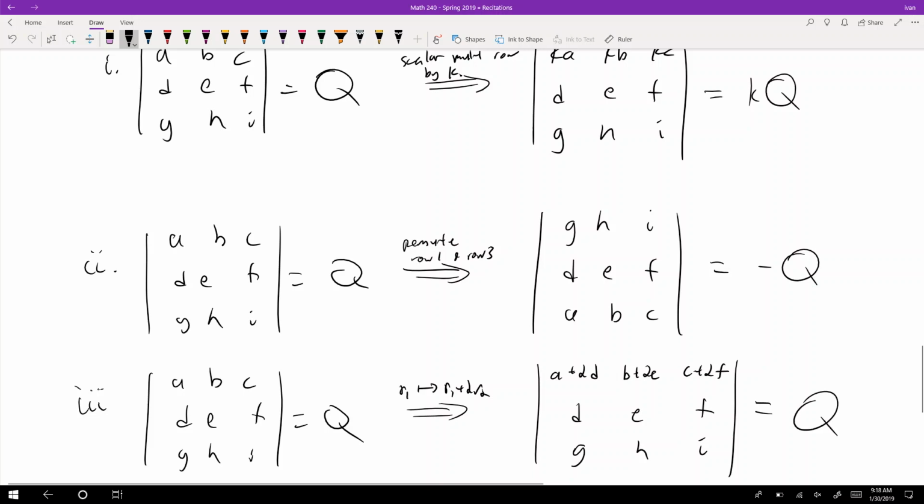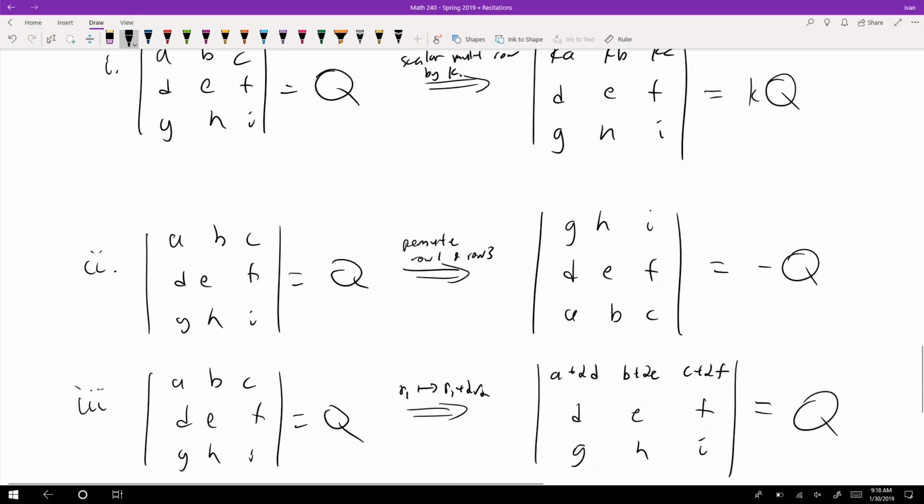All right, so your three types of elementary row operations, right? This is the only one that leaves the determinant unchanged, when you add a scalar multiple of one row to another row. If you multiply a row by K, it becomes KQ, and if you permute rows, you flip signs. Okay, any questions?